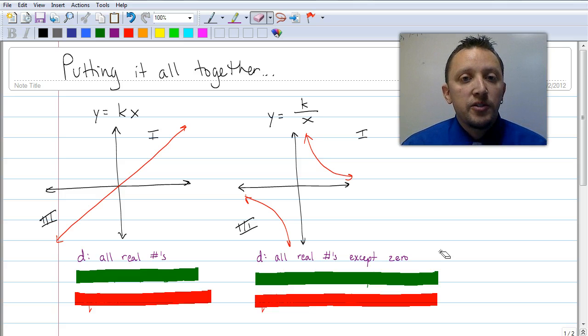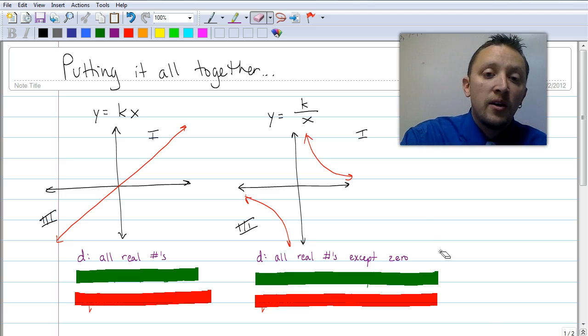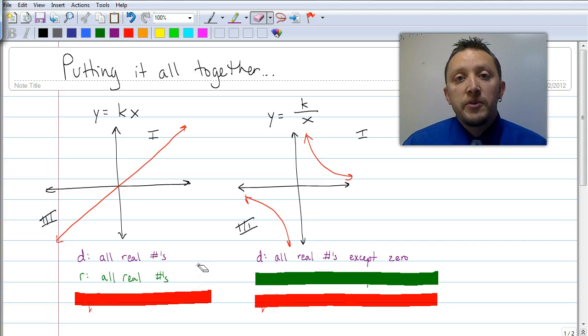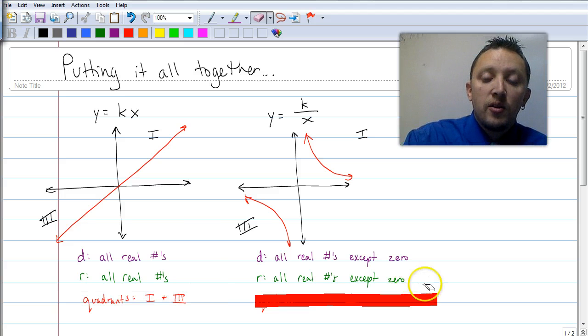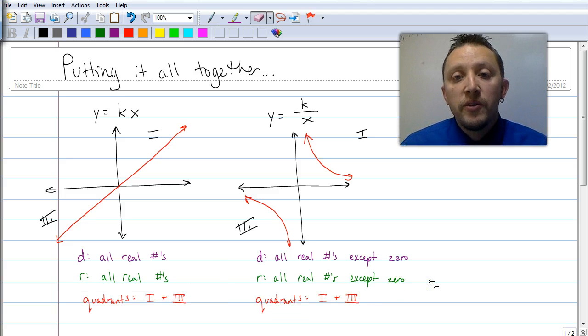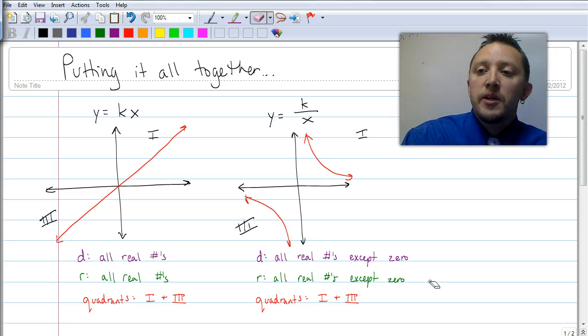So think about the range. The range in that first graph, well, it goes infinitely up and it goes infinitely down. So the range there is also going to be all real numbers. What's the range in the second graph? It's all real numbers except 0. So you might see some similarities here where the first one, it's all the numbers. Any number you can think of. In the second graph, it's any number you can think of except 0. And like I already said, the quadrants for both of these are in quadrants 1 and 3. Let's look at some other graphs.